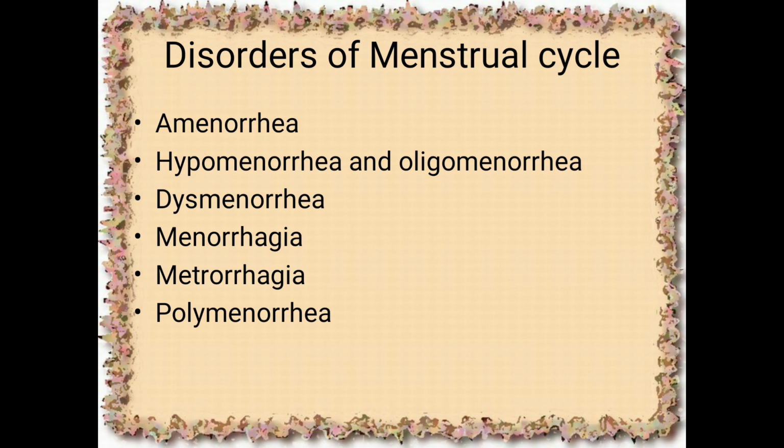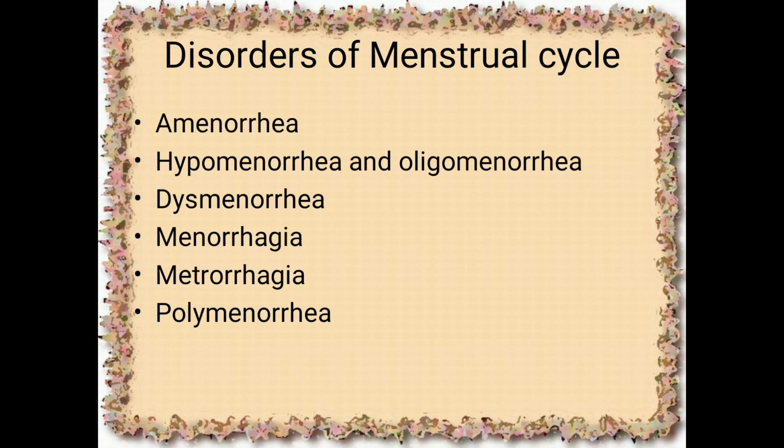Menorrhagia means increased menstrual bleeding in amount, duration or both. Metrorrhagia means bleeding occurring between periods. So in between periods, they will have bleeding. This usually indicates some surface lesion in the genital tract, which may be benign or malignant.